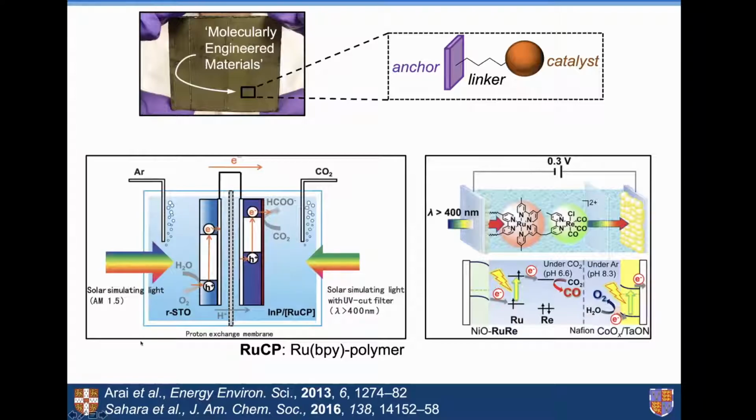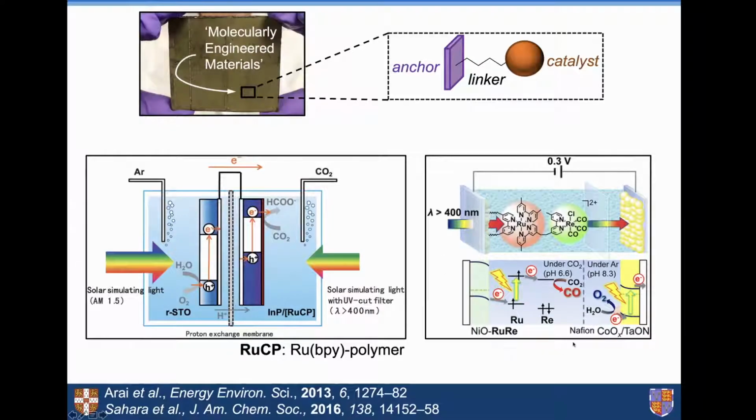Before I delve into some of our latest results, there has been already some progress recently, in particular in Japan. Here on the left-hand side, you see one example from Morikawa. I will not discuss it in detail, but what they are using is a polymeric ruthenium bispiperidine catalyst, polymerized on top of an indium phosphide p-type semiconductor. And this one can then be wired up to a photoanode with another semiconductor to achieve overall conversion of carbon dioxide to formic acid.